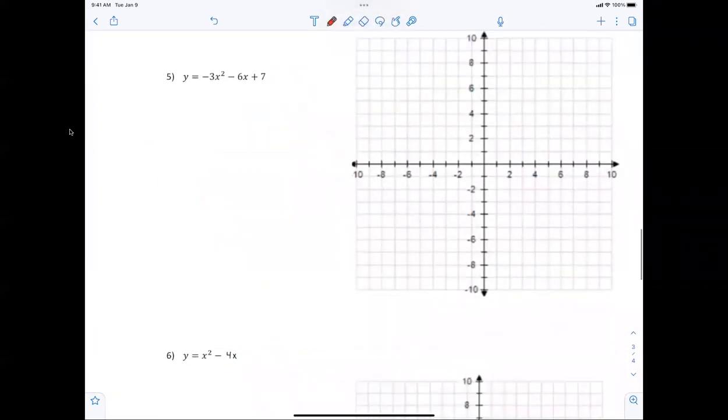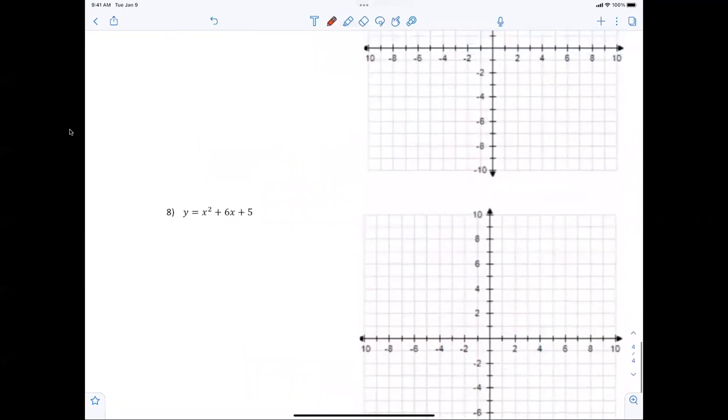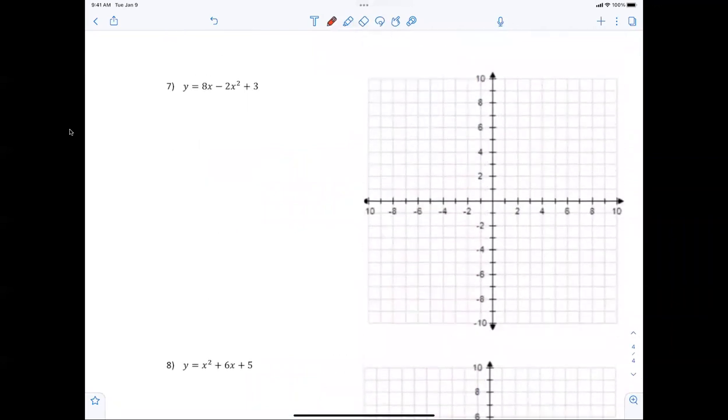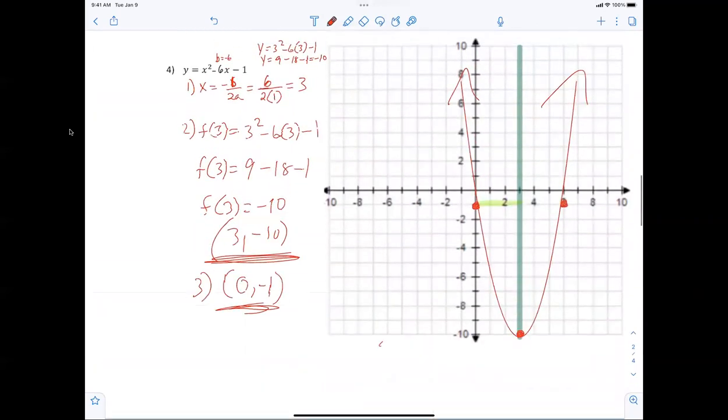Okay, so I want you guys to try 5, 6, 7, and 8. I want you to do all 4 or all 3 steps, and include the graph. And I would like for you to double check your work on your calculator and verify that you got the vertex correct. All right. Any questions with that?